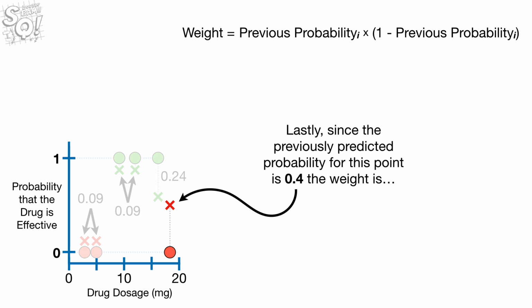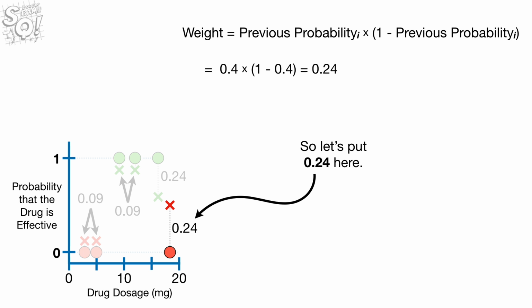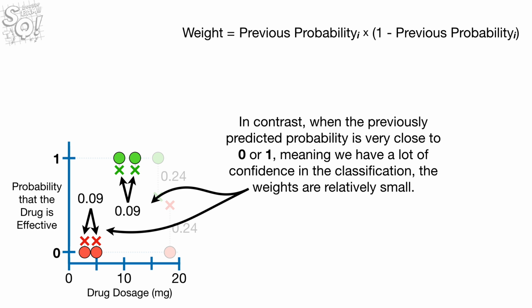Lastly, since the previously predicted probability for this point is 0.4, the weight is 0.24. So let's put 0.24 here. Now we see that when the previously predicted probability is close to 0.5, meaning we don't have much confidence in the classification, the weights are relatively large. In contrast, when the previously predicted probability is very close to 0 or 1, meaning we have a lot of confidence in the classification, the weights are relatively small.